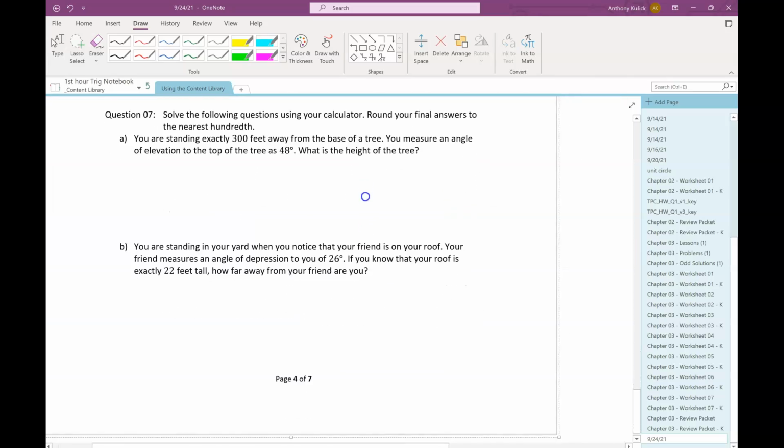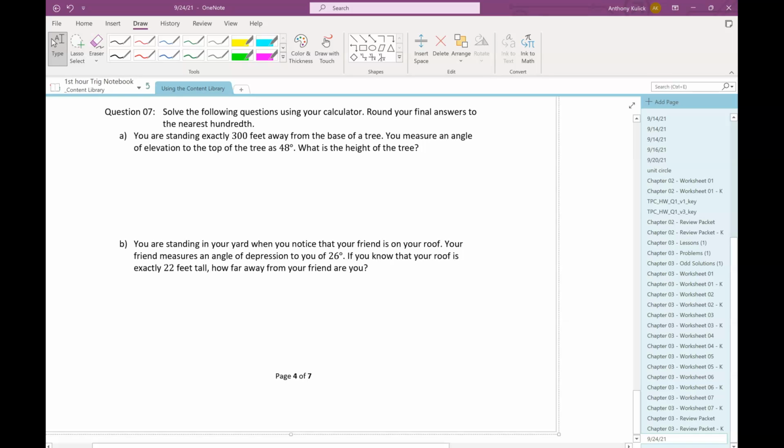So we're looking at this one, right? Okay, so it says you're standing in your own yard when you notice your friend is on your roof. Oh my goodness. Your friend measures an angle of depression to you of 26 degrees. If you know your roof is exactly 22 feet tall, how far away from your friend are you?